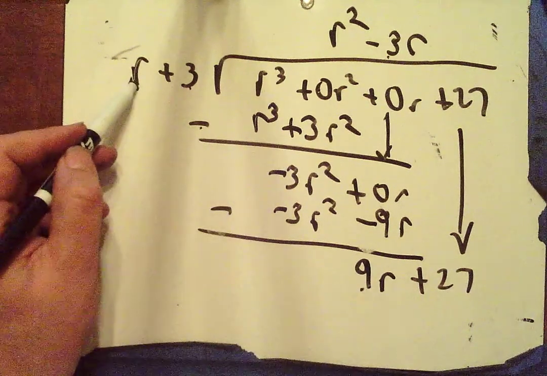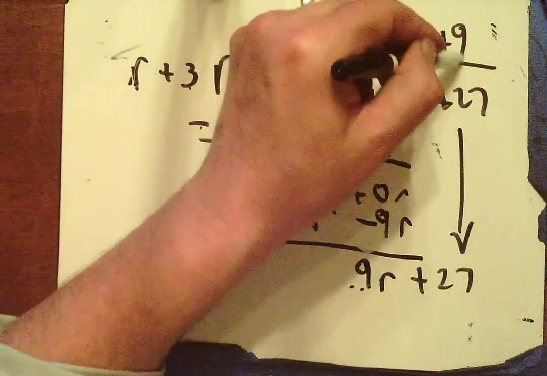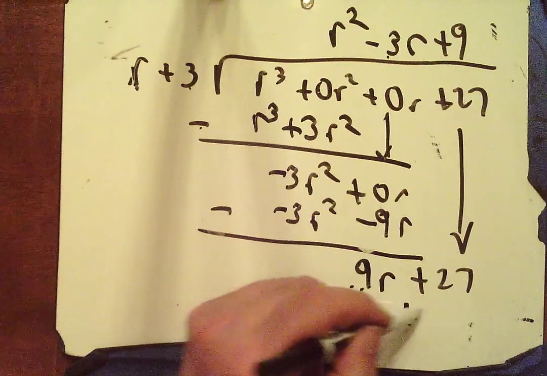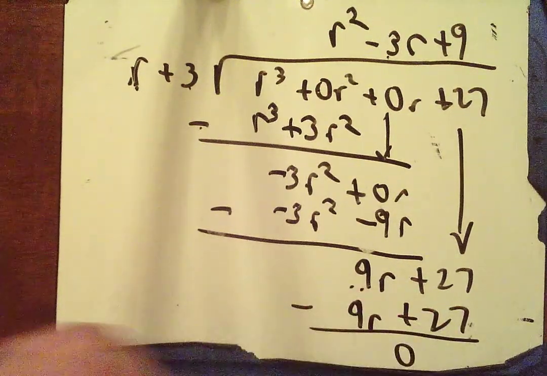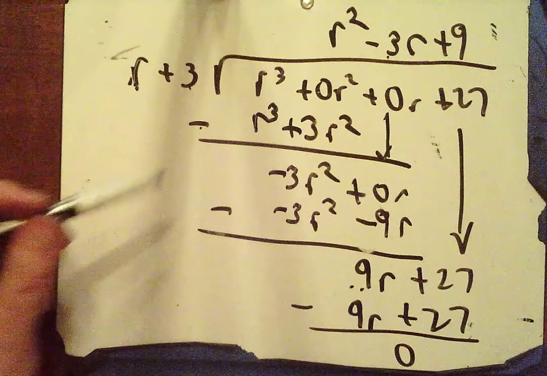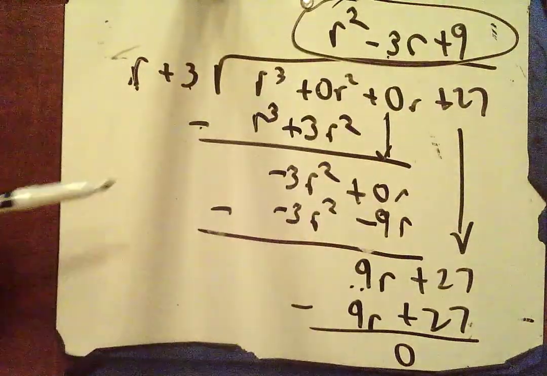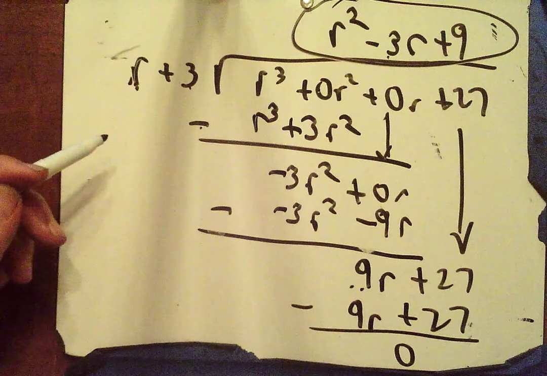What do I multiply this by to turn it into that? I've got a plus 9. So we have 9r plus 27, and when you subtract, we have a remainder of 0. So that is our quotient, the result of doing that division.